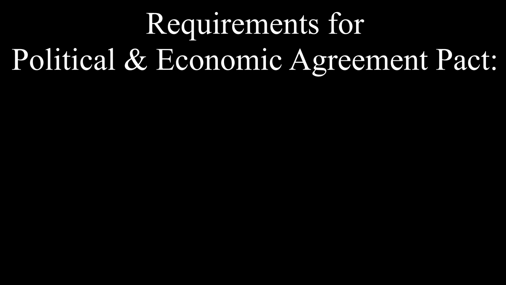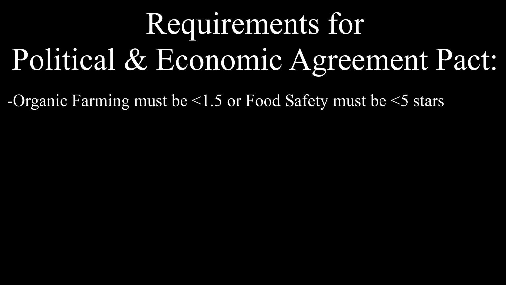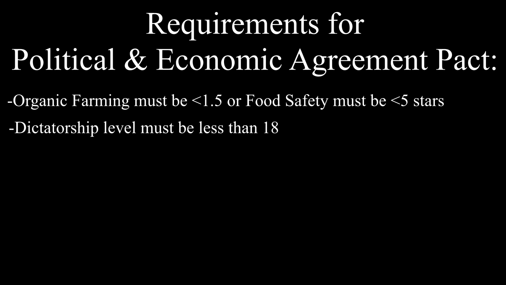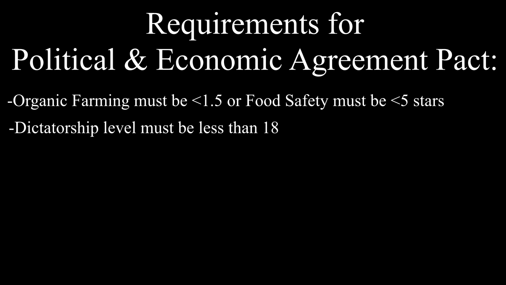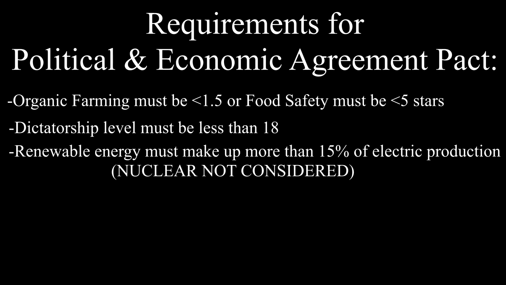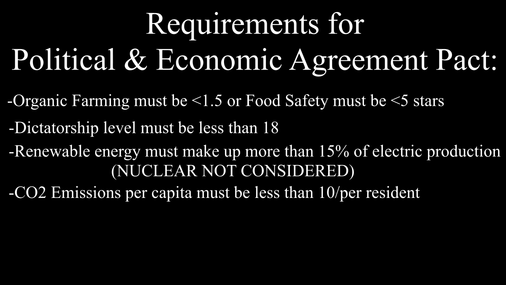The requirements for this agreement are as follows. Organic farming must be 1.5%, or food safety must be more than 5 stars funding, but I recommend doing both. The dictatorship level of the country must be less than 18, which you can view in God and Spy here. So essentially, you need to be a free country in order to have this type of agreement. Renewable energy must be more than 15% of the country's energy production, and CO2 emissions per capita must be less than 10 tons per resident, which you can find here.